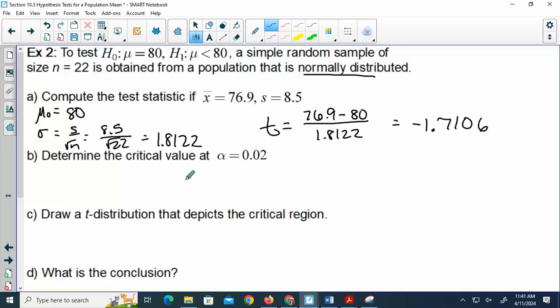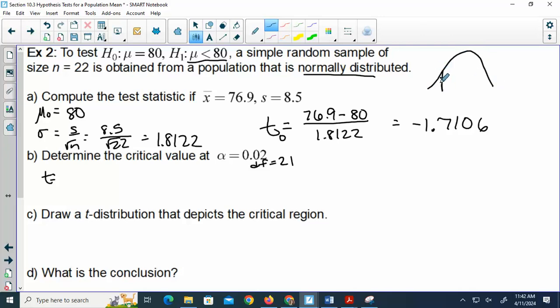Determine the critical value at alpha equals 0.02. Sometimes the critical value is also a t, so if you need to keep them separate, you could call this a t sub 0, the t that goes with our null hypothesis if you want. For my test statistic, how many degrees of freedom do we have? Are we doing left, right, or two-tail? Left.